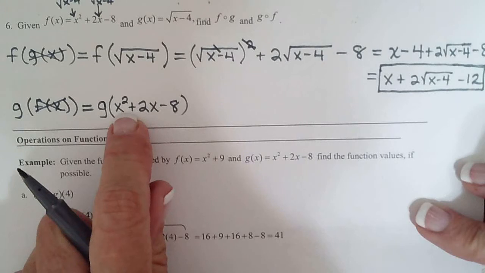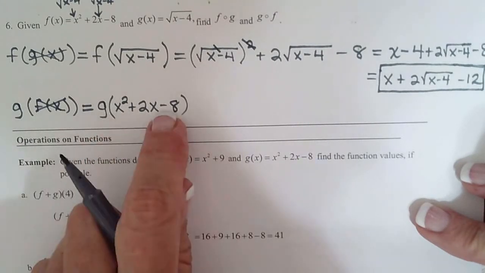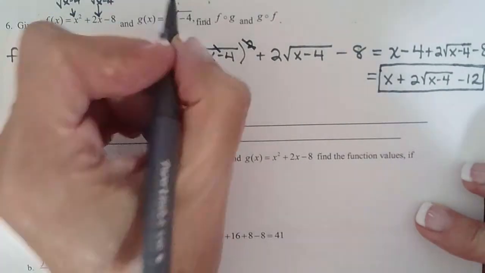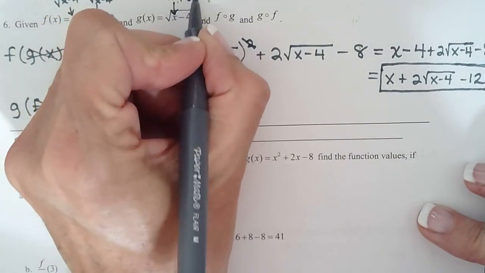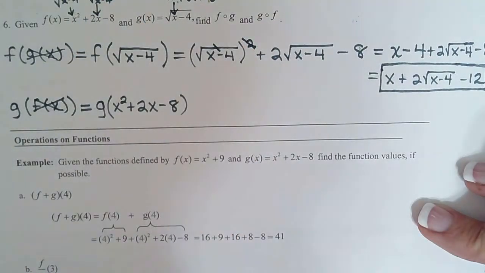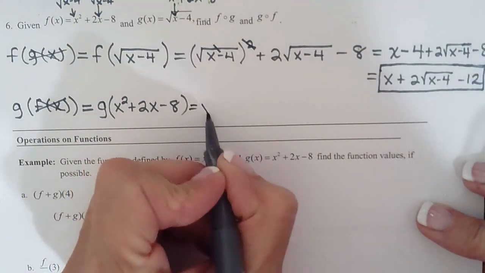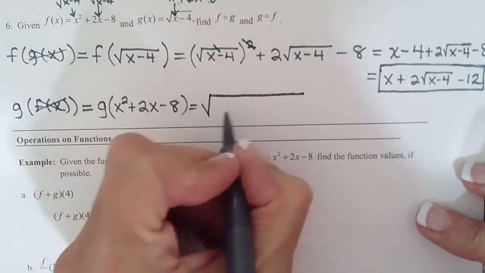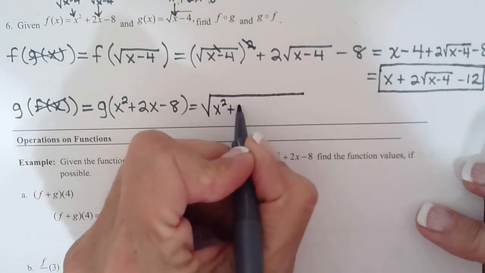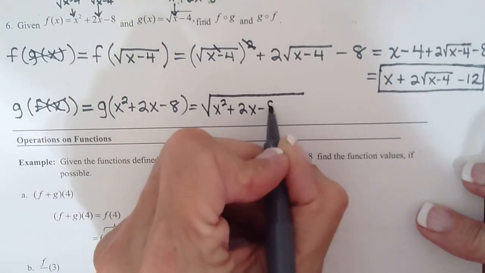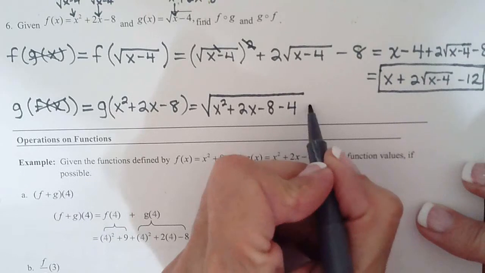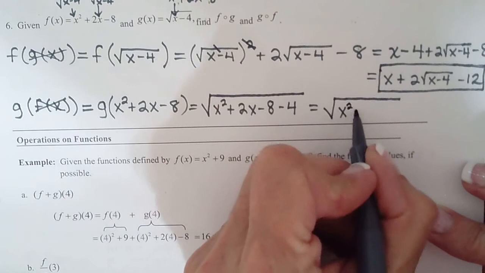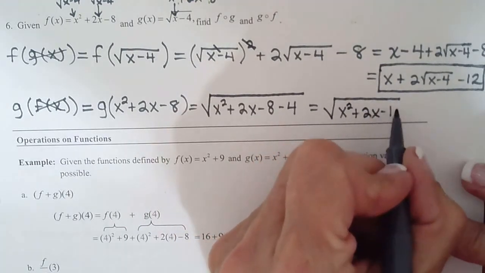So this says go into g. Wherever you see an x, and I only see one, replace it with all that junk. X squared plus 2x minus 8. So that's going to look like the square root doesn't go away. It's just going to have a bunch of stuff under it now. It's going to have x squared plus 2x minus 8 minus 4, which is square root of x squared plus 2x minus 12.